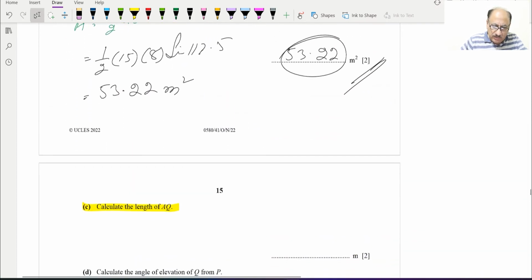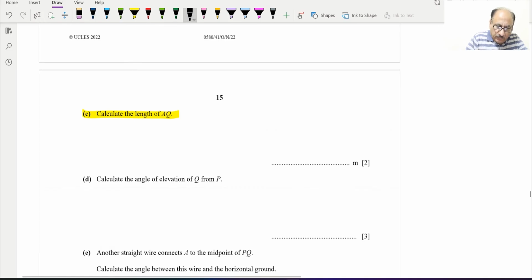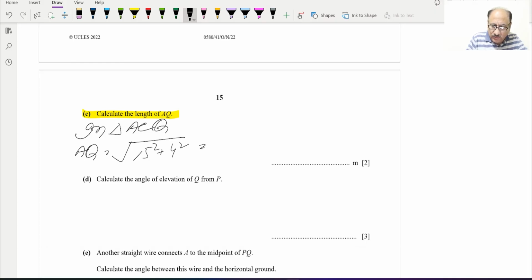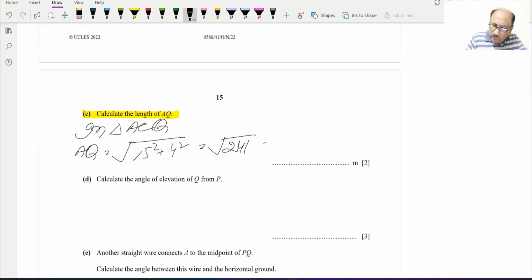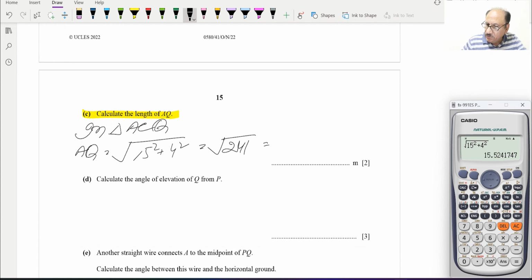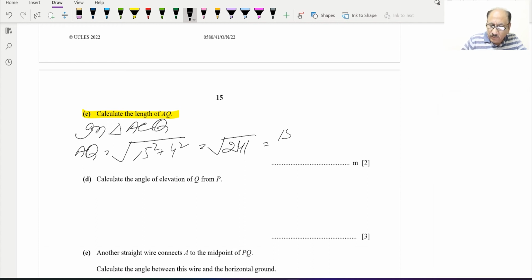So we can write in triangle ACQ, AQ is equal to under root of one side, which is 15 square plus 4 square, and this is what we need to calculate: 15 square plus 4 square, and this is equal to root 241, and this decimal value will be 15.52. This will be our final answer in meters for 2 marks.